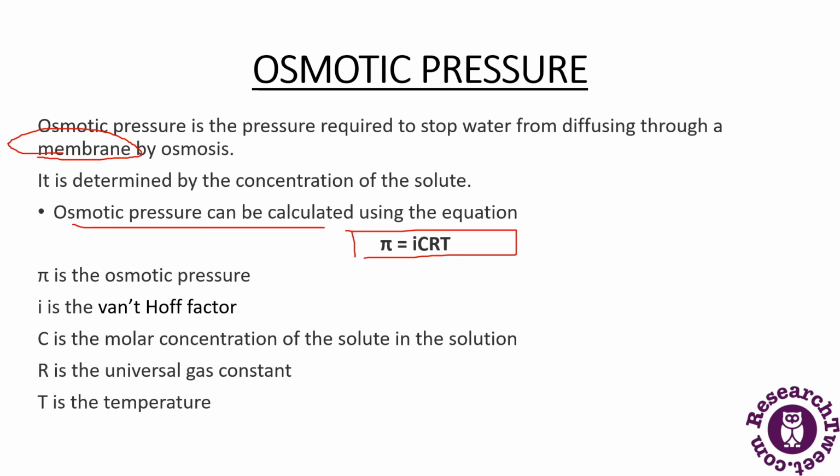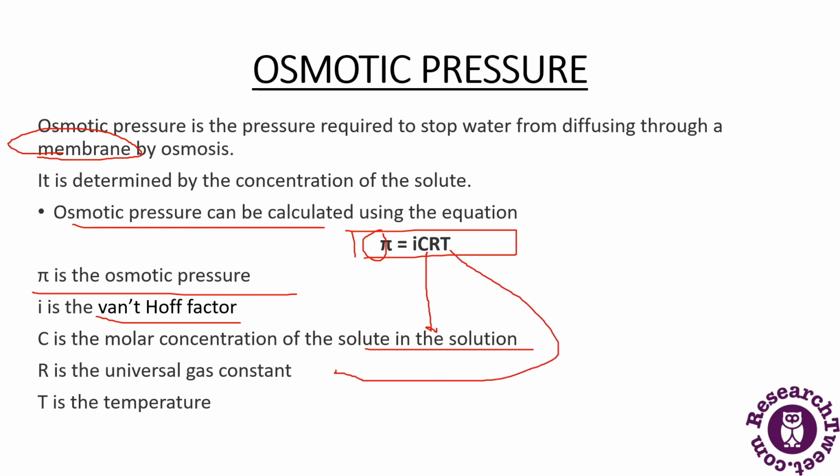So what is this? Pi is the osmotic pressure. i is the Van't Hoff factor. Then what is C? C is the molar concentration of the solute in the solution. R is the universal gas constant and T is the temperature. So if someone tells you to calculate the osmotic pressure, this is the standard formula which can be used to find it.